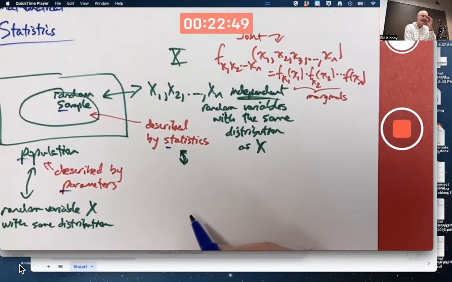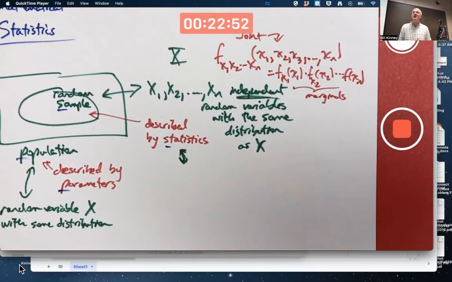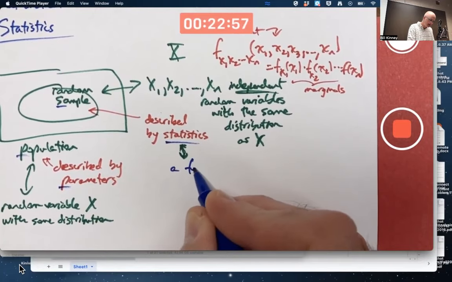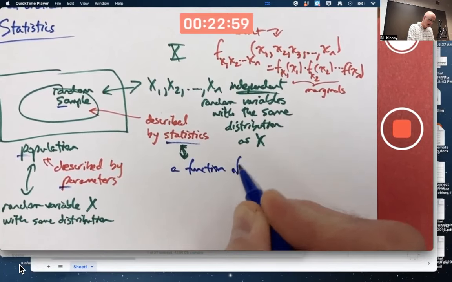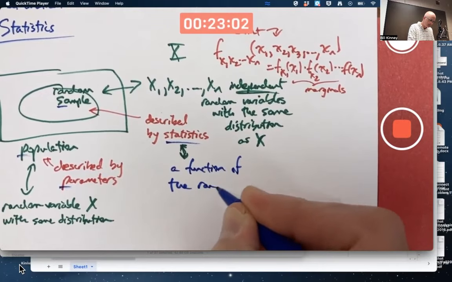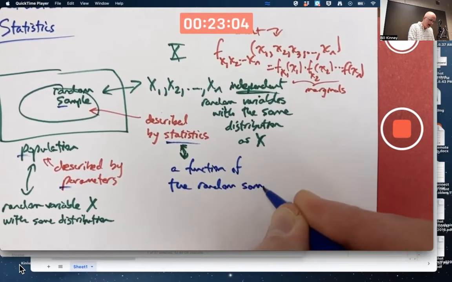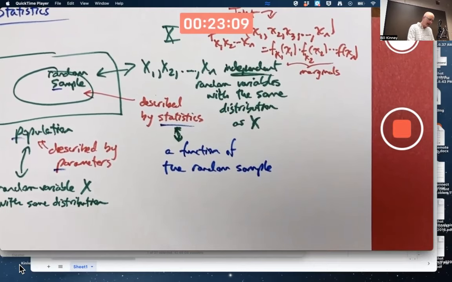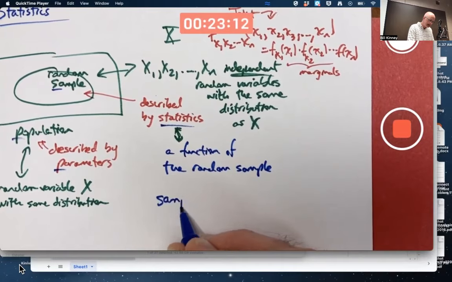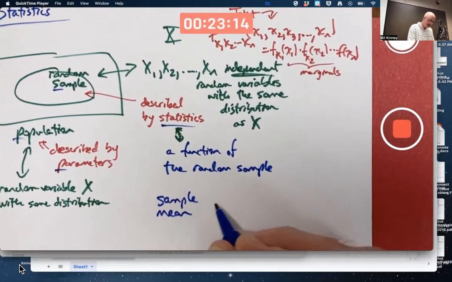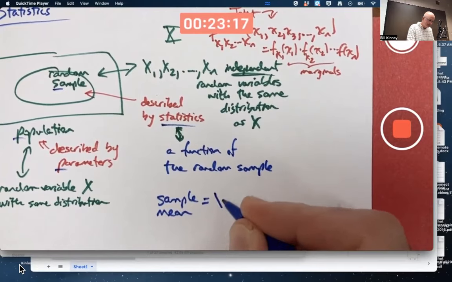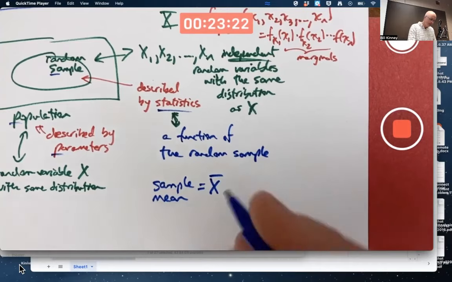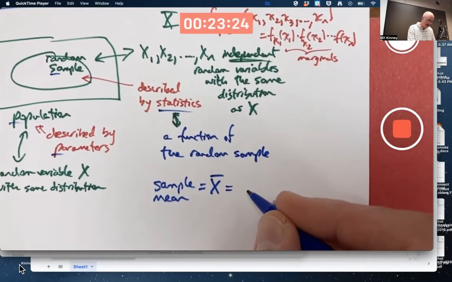What's a statistic? A statistic is a function of the random sample. The most common function being the sample mean. Sample mean, symbol is X bar, capital X bar. It is a function of the random sample.